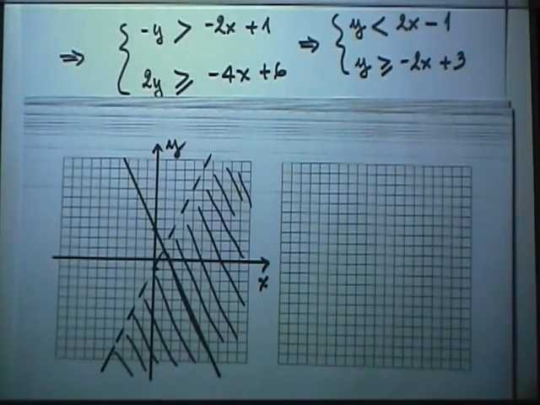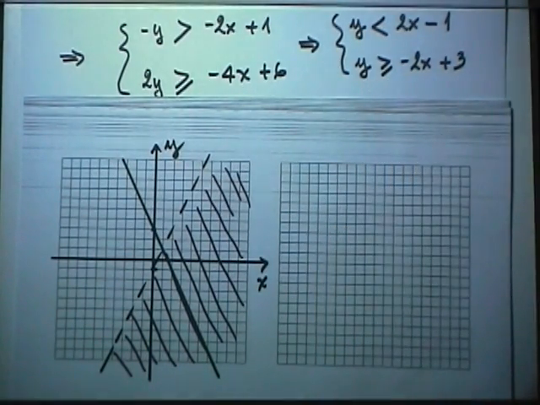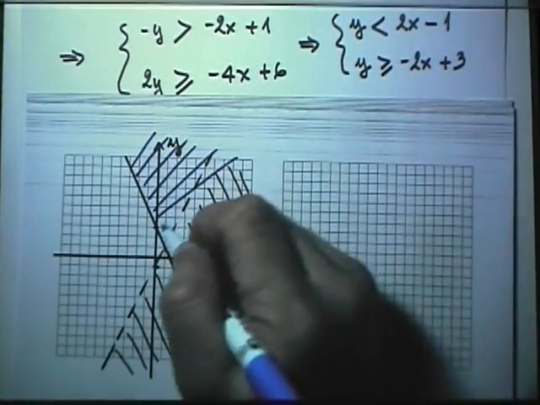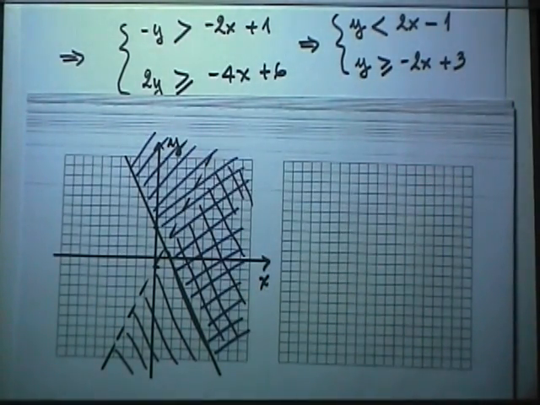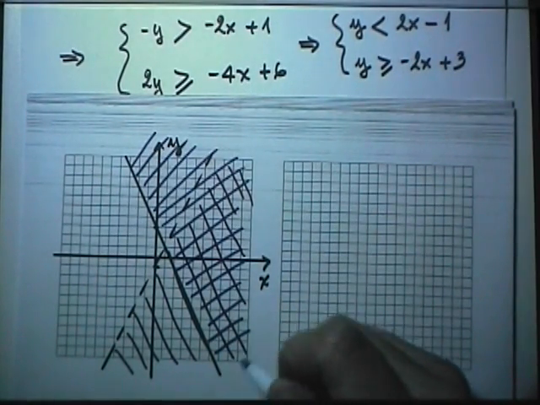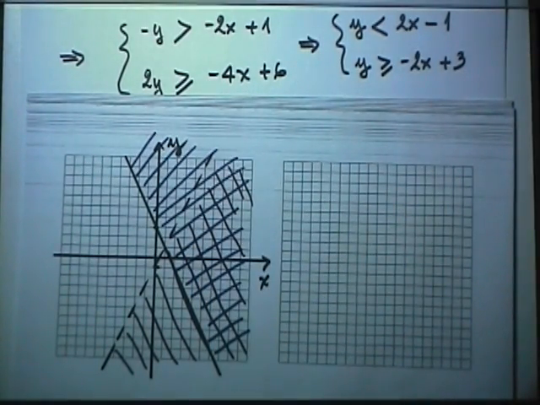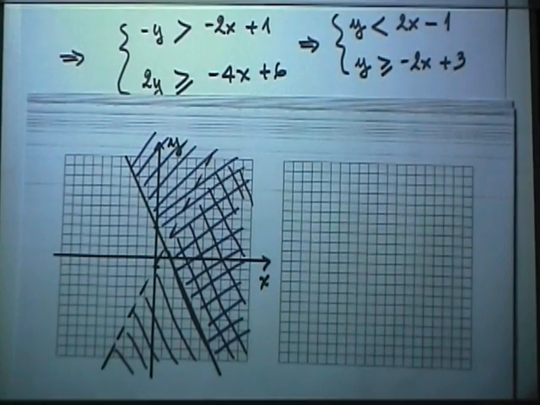My inequality tells me I want y greater than or equal to minus 2x plus 3, so I need to shade the region above the line. Now I do see some overlapping of the two regions. The overlapping between the two regions, the blue and the red, is the solution to my system of inequalities. Okay? So, we can look at another example.